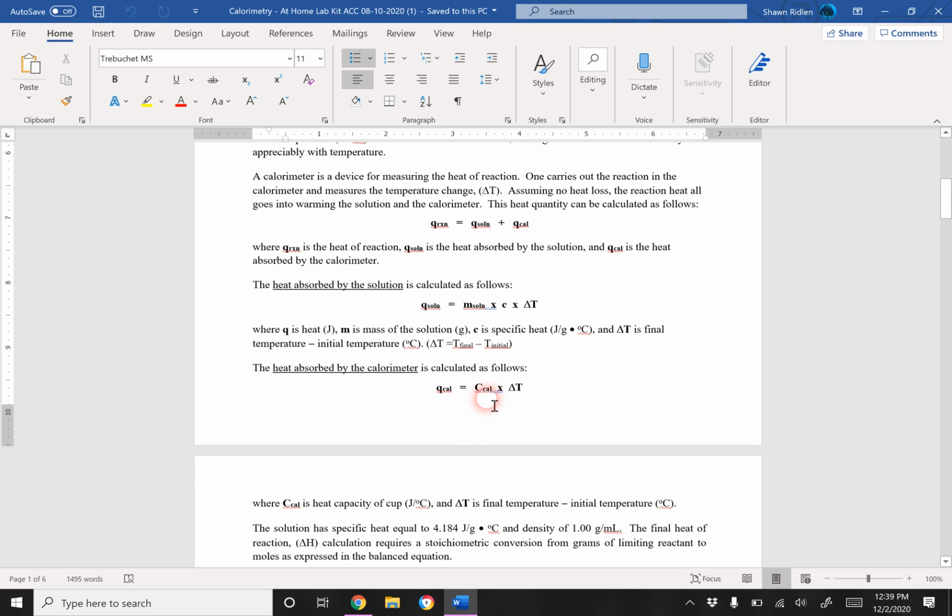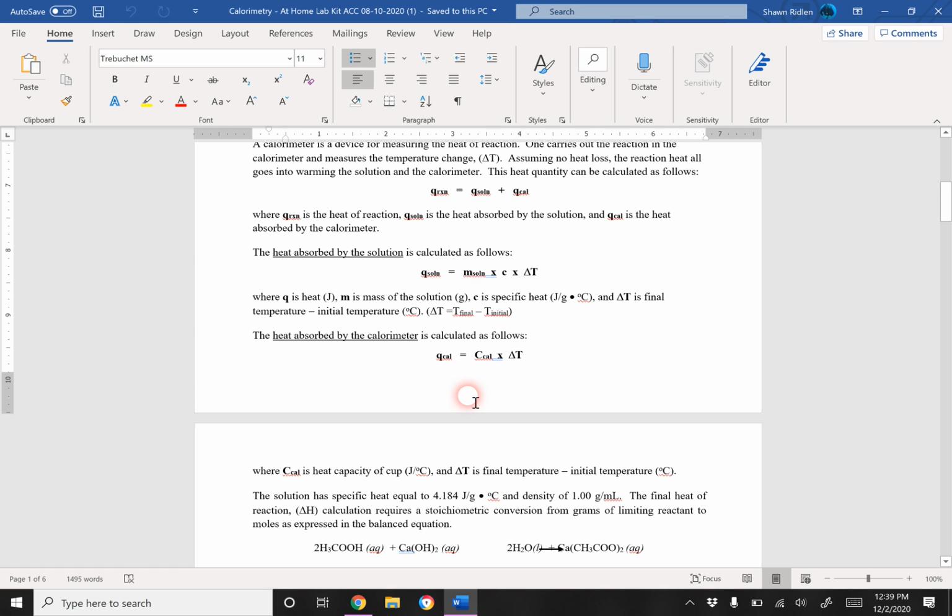In other words, we want to be able to calculate C cal. This is a little bit different than specific heat, because specific heat refers to a specific substance. So think specific substance, specific heat. In this case, capital C, so notice specific heat is lowercase c, capital C refers to the heat of the calorimeter.